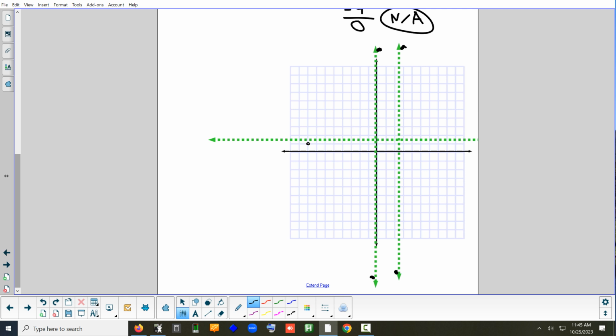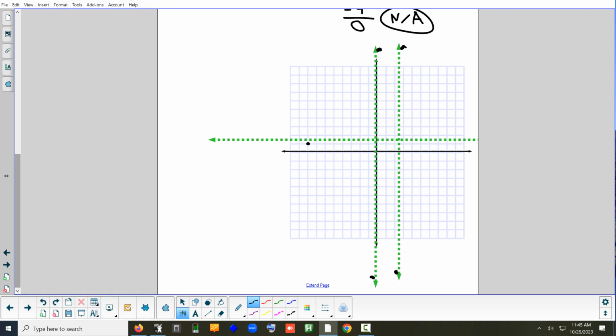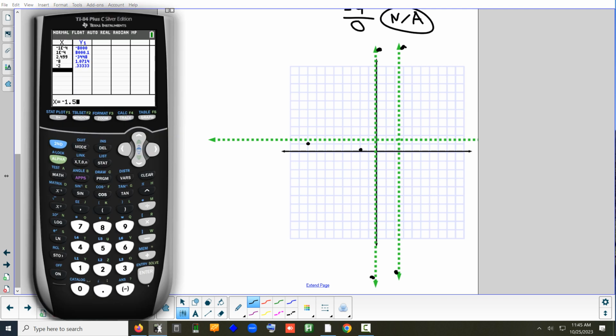If you want to get a little bit better idea of where it crosses the x-axis, you could try negative 2. I think it might be pretty close to where it crosses. Not quite. Negative 2 was a third. It's probably around negative 1.5. That's probably pretty close to 0. Yeah, it's getting pretty close. All right, so that left side's good.